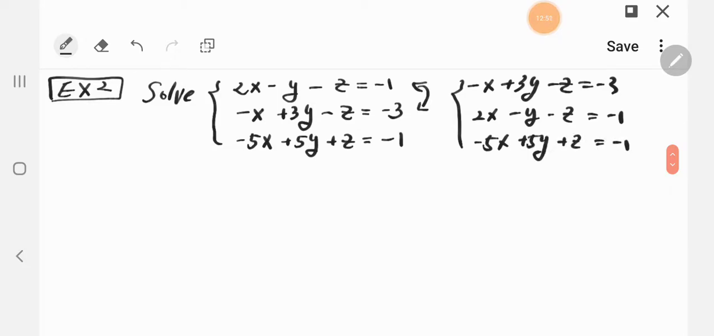The reason that I interchanged the two equations is because if the first equation starts with x, that is the best. Starting with x is the best. So in this case, why don't we multiply the first equation by a negative sign? Then it's much easier.